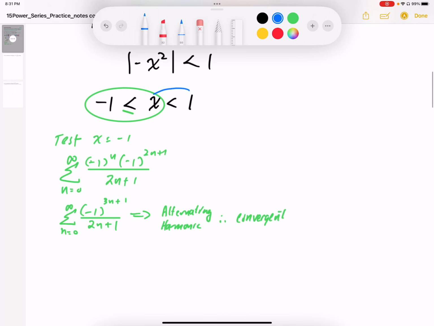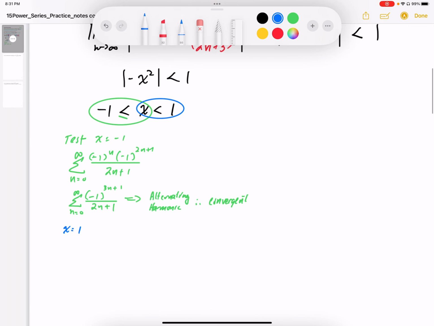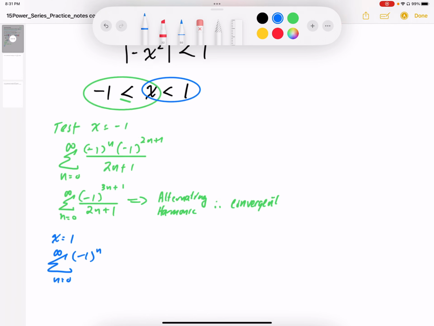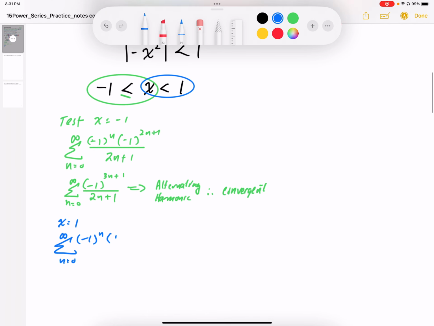Then we move on to the other endpoint. We test x is equal to positive 1. When we do that, we're going to end up with the sum from n equals 0 to infinity. So it's the same expression, negative 1 to the power n. So I could just use 1 in green here instead of negative 1, I'm going to use 1 to the power of 2n plus 1. And that ends up giving us 2n plus 1 in the denominator, and 1 to the power 2n plus 1 just is 1. So what we end up with is an alternating harmonic series again.